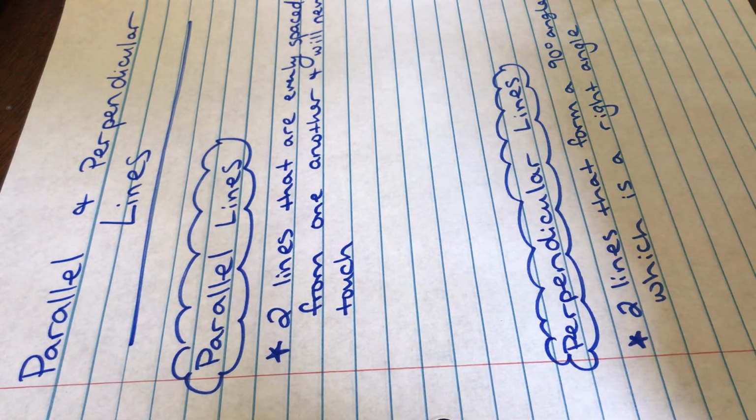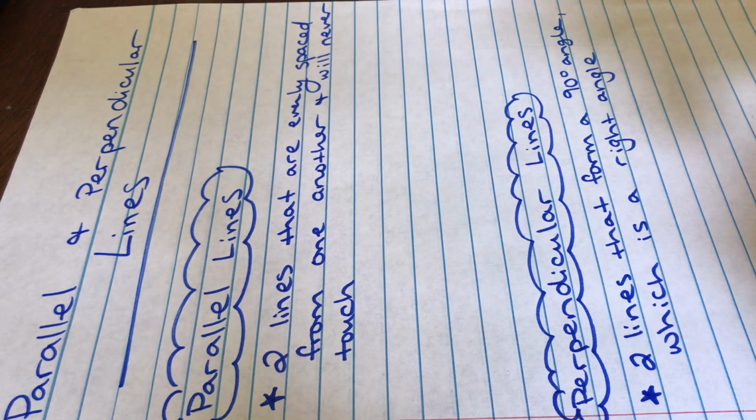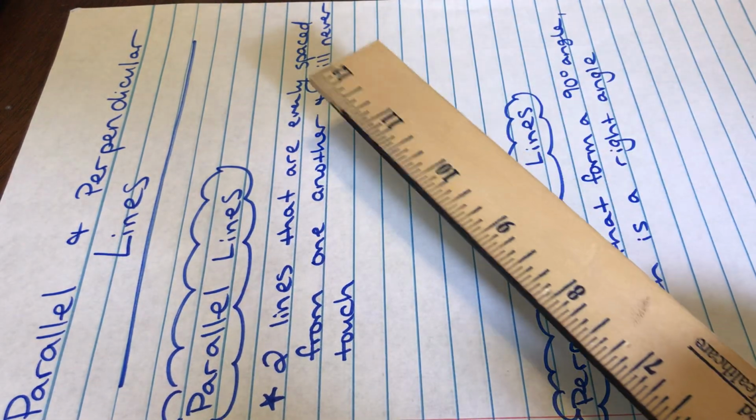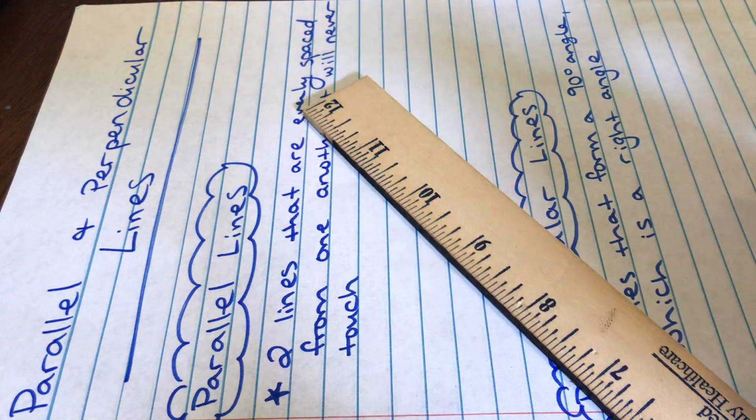Hello, today we're going to go over a lesson on parallel and perpendicular lines. Parallel lines are two lines that are evenly spaced from one another and will never touch. And for this, I'm going to grab my ruler out because I think the most important piece to remember here is it's two lines, okay?